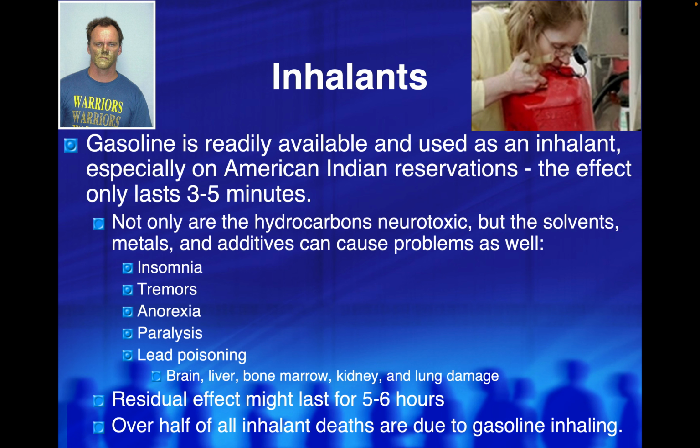Gasoline is readily available and used as an inhalant, especially on American Indian reservations. The effect only lasts for about 3 to 5 minutes. Not only are the hydrocarbons neurotoxic, but the solvents, metals, and additives can cause problems as well. Insomnia, tremors, anorexia, paralysis, lead poisoning, if there is lead in your gasoline. Once upon a time, all gasoline had lead in it. Not anymore. They've taken the lead out, mostly. Unless it's jet fuel. Jet fuel still has lead in it. The lead poisoning can cause brain, liver, bone marrow, kidney, and lung damage. Residual effects might last for 5 to 6 hours. Over half of all inhalant deaths are due to gasoline inhaling.